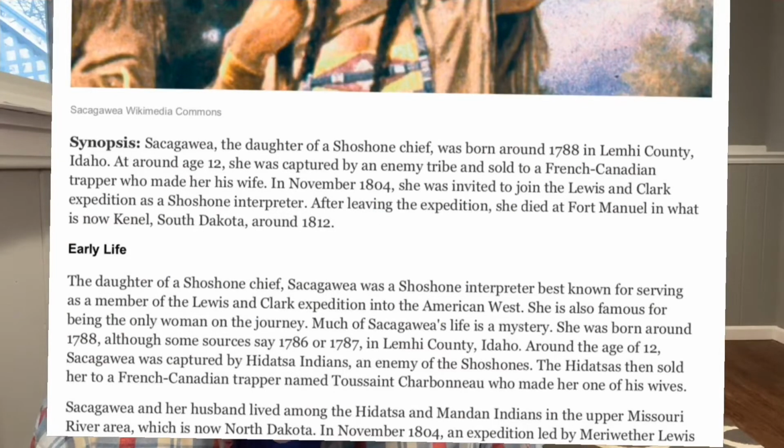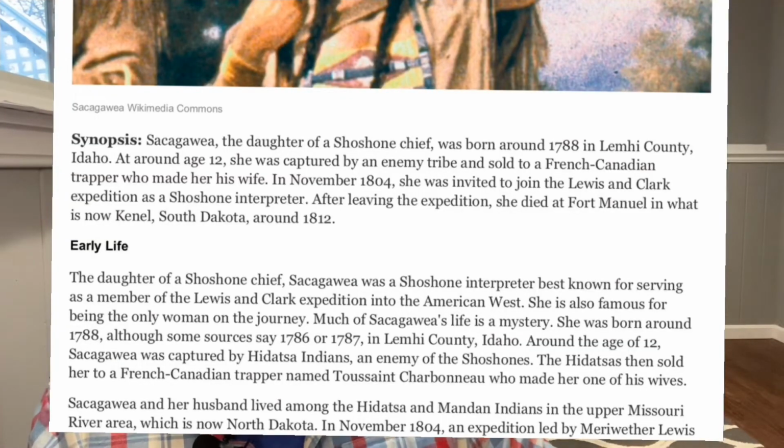The daughter of a Shoshone chief, Sacagawea was a Shoshone interpreter, best known for serving as a member of the Lewis and Clark expedition into the American West. She is also famous for being the only woman on the journey. Much of Sacagawea's life is a mystery. She was born around 1788, although some sources say 1786 or 1787 in Lemhi County, Idaho.